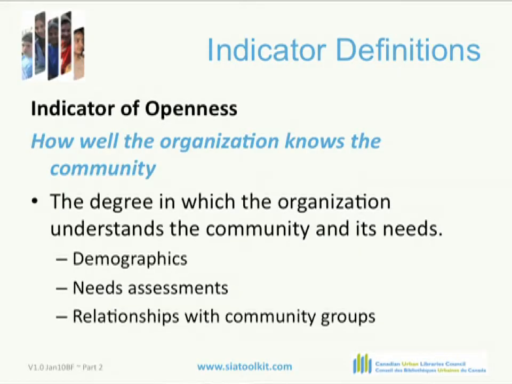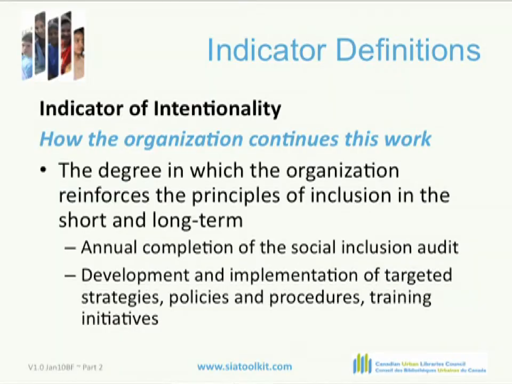So let's get into definitions for all 3 of these indicators. The indicator of openness is essentially how well the organization knows the community. It's the degree to which the organization is familiar with the community. This can be assessed through needs assessments, demographic profiles, and by the number and types of relationships with community groups.